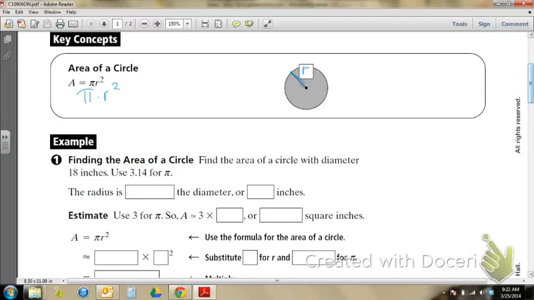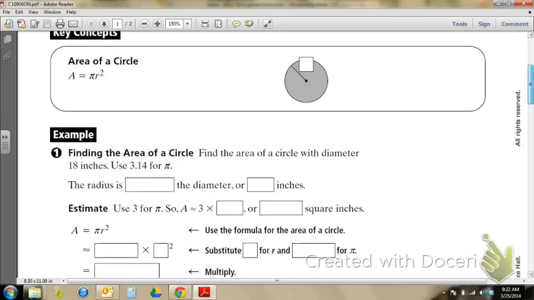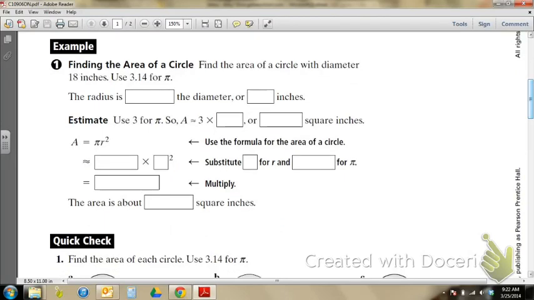So let's go ahead and try an example. Find the area of a circle with diameter 18 inches. And it says to use 3.14 as pi, but remember, we're going to leave our answers in pi form, meaning we're going to keep the little pi symbol in our answer.